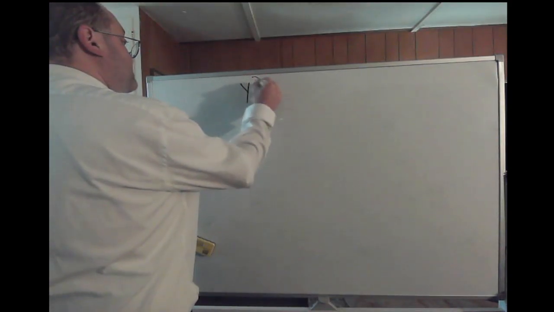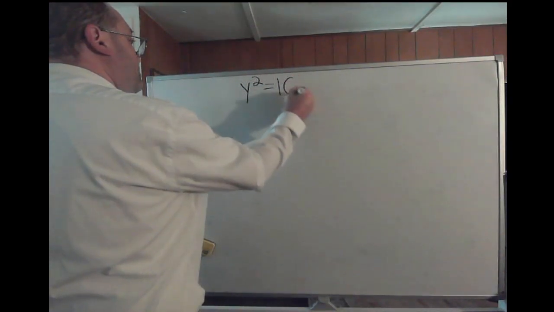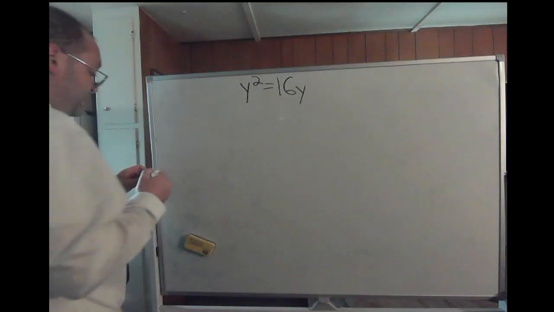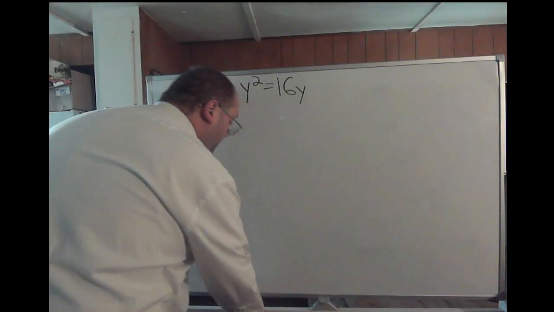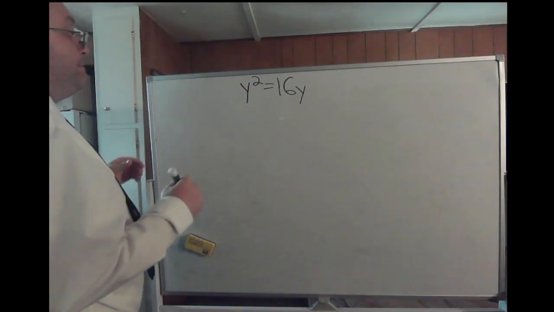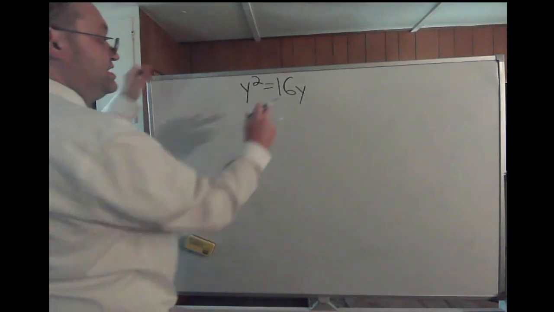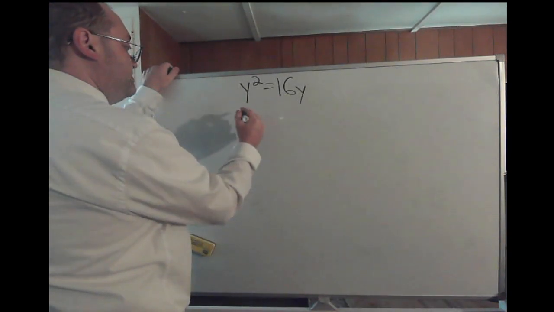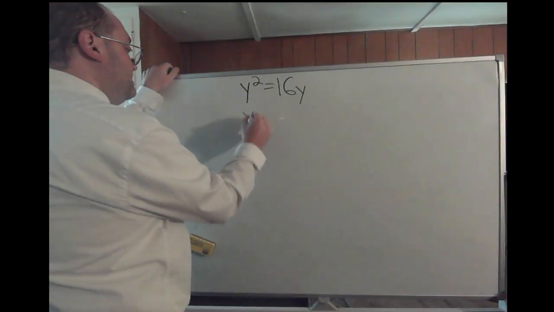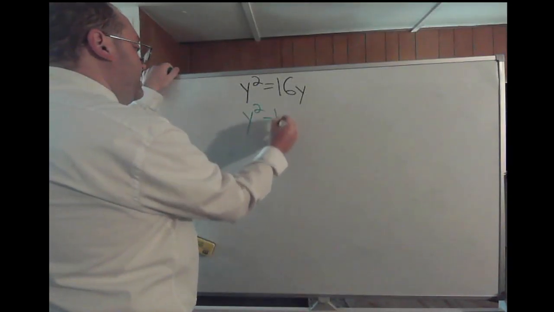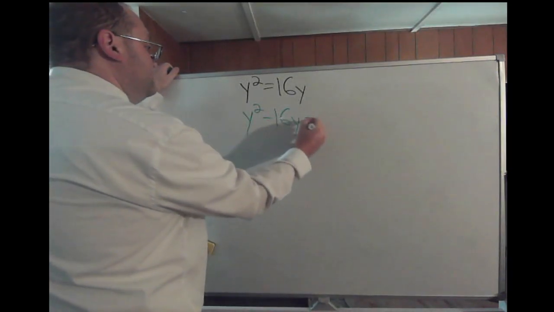We got y squared equals 16y. So y squared equals 16y. Well, again, you can only solve if the right-hand side equals 0. So you got to subtract 16y from both sides. If you do that, you'll get y squared minus 16y is equal to 0.